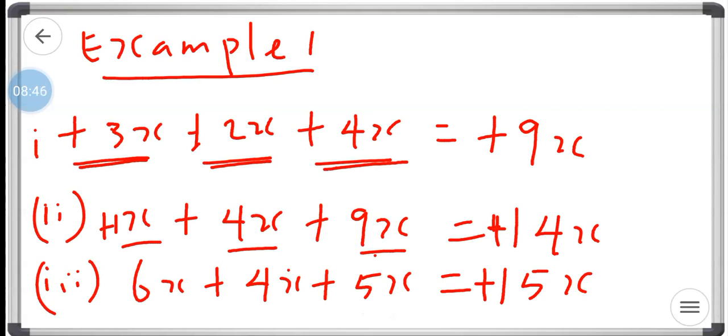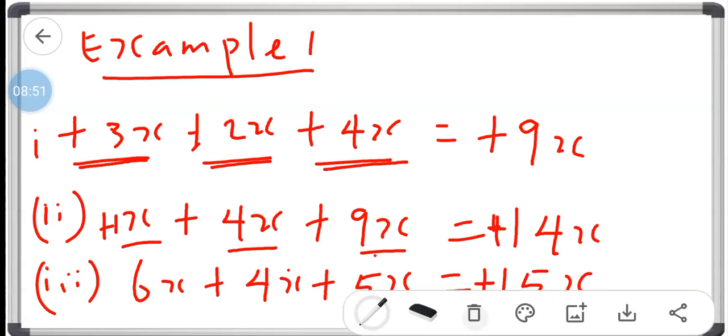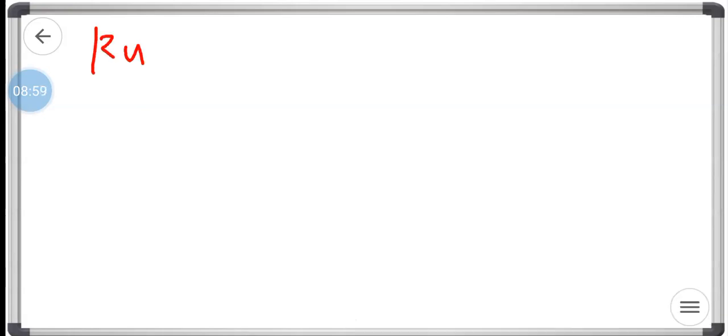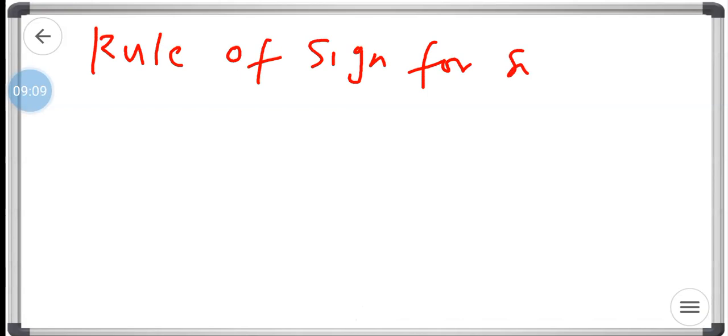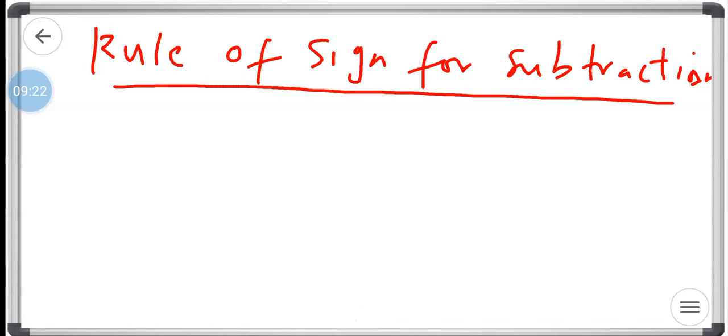So quickly, let's go to the rules of sign for subtraction. Let's consider that quickly. So, rules of sign for subtraction. Let's write the rule out.